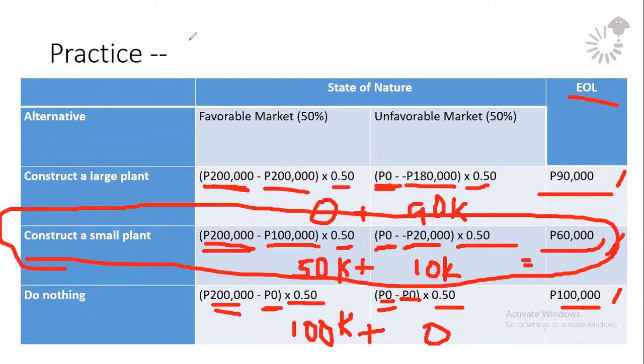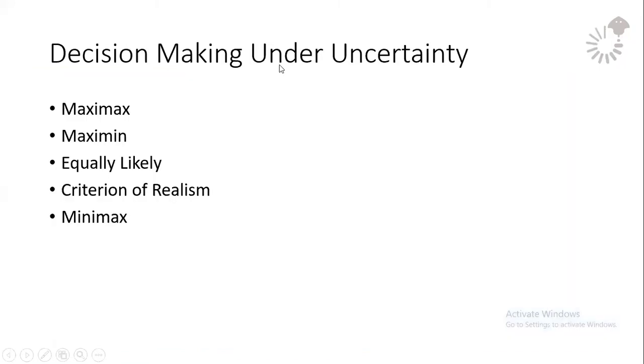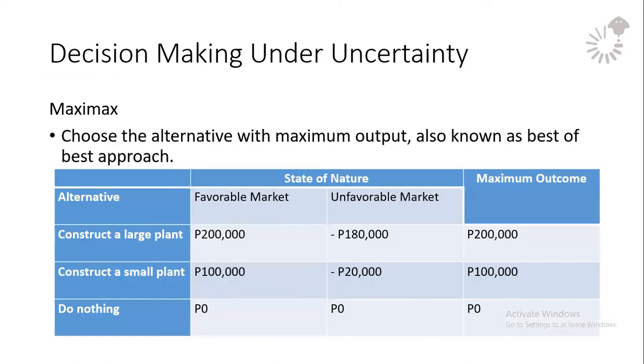Okay? That is EOL. EMV, expected monetary value, EVPI, expected value of perfect information, and EOL, expected opportunity loss, these are the decision theory models under risk. Moving on to decision making under uncertainty, we have 5: maximax, maximin, equally likely, criterion of realism, and minimax.